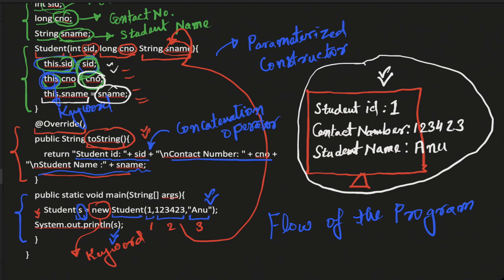And one thing you can remember here, all of this is printing on different lines. Why? Because we have used backslash n here. So that's why it is printing on different lines.